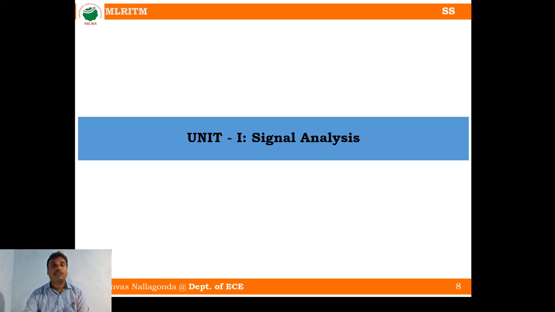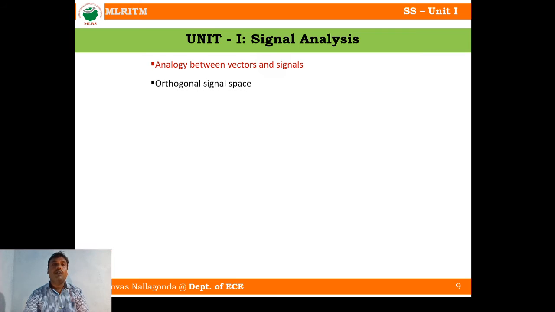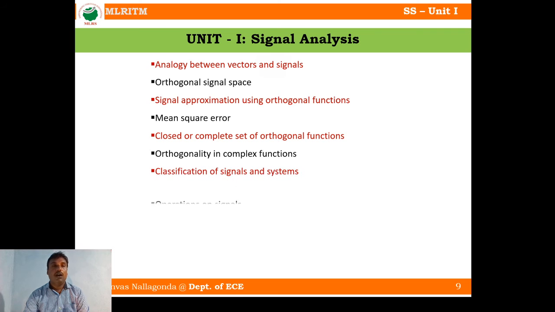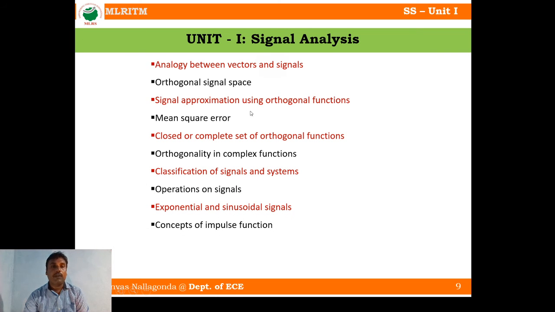Now we discuss signal analysis of unit 1. In unit 1 we have many topics like analogy between vectors and signals, orthogonal signal space, signal approximation using orthogonal functions, mean square error, closed or complete set of orthogonal functions, orthogonality in complex functions, classification of signals and systems, operations on signals, exponential and sinusoidal signals, concepts of impulse function, unit step function, and signum functions. All the topics will be covered in signal analysis, that is unit 1.